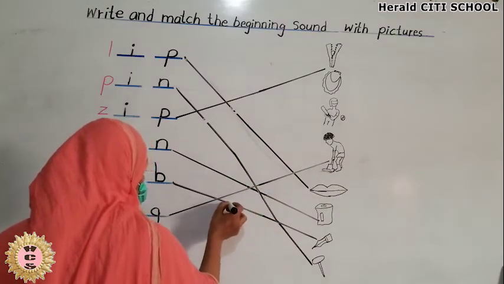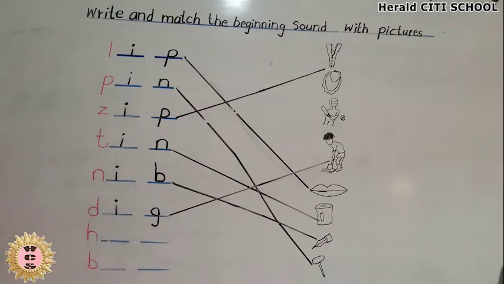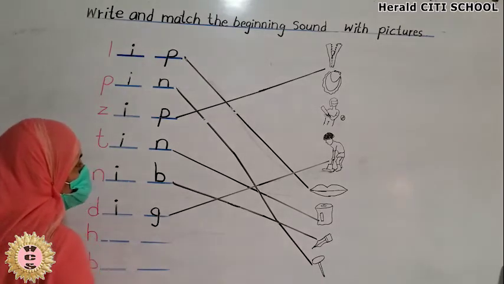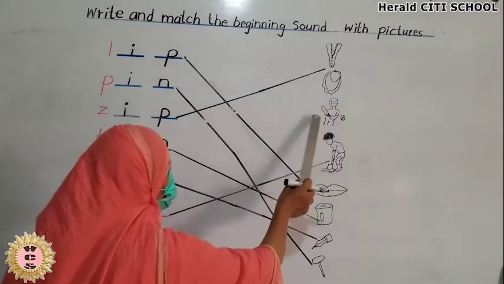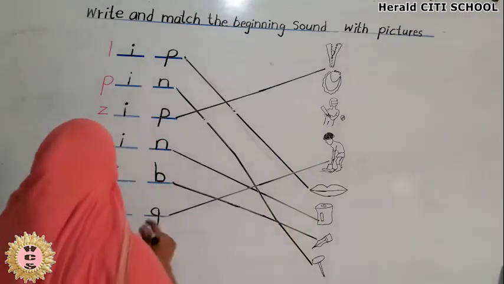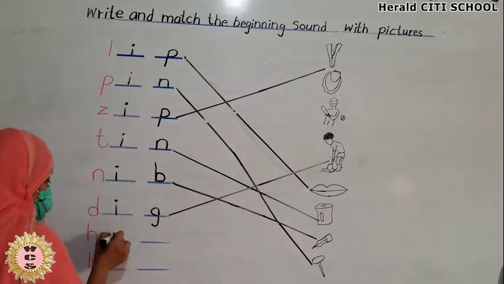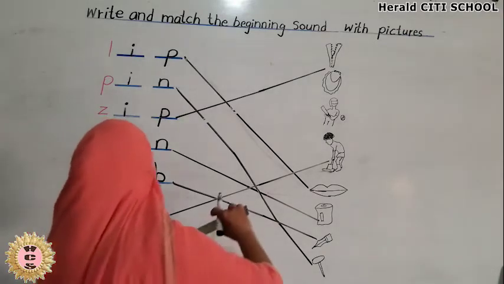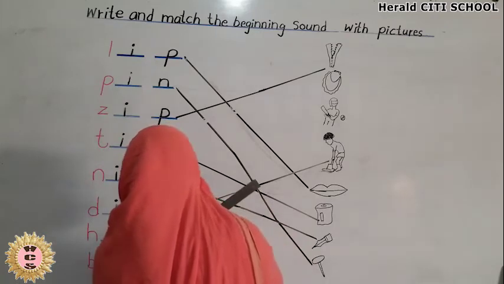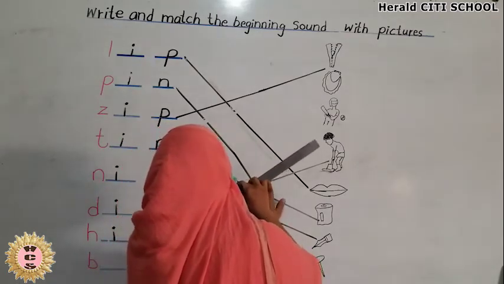Okay children, tell me, which sound is this? H. H. Which letter is this? This is H. And which picture is giving the sound of H? The hit. And the spelling of it is H-I-T, hit. Now we will match the spelling of hit to the picture of hit. Now match it.